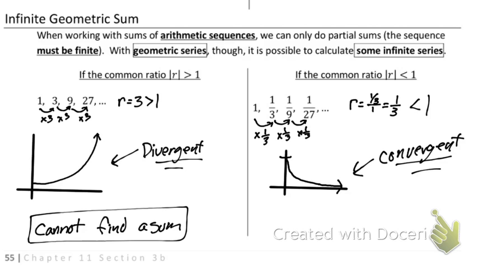And the sum formula is super easy compared to the finite one. And that is my sum is going to equal my first term over 1 minus my common ratio, and that's it.